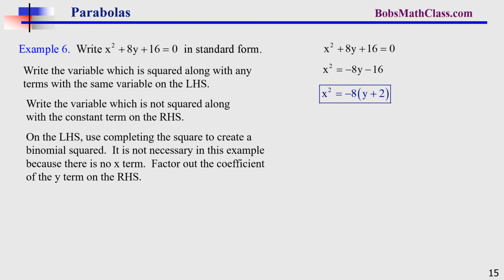Our center is 0, negative 2, and then we could set the 4p equal to negative 8 to get our value of p, which is negative 2, etc. We can go through the whole process of graphing that parabola now that it's in standard form. Okay, we'll do that in a little bit. Let's practice this some more.